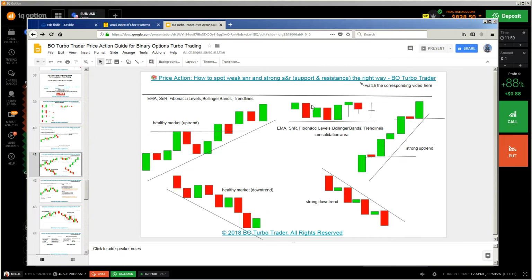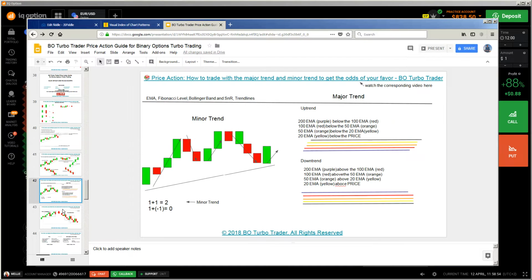Then we also have a consolidation market, a consolidation area. In a consolidation area, don't try any kind of trading setups, because in such an area the market does not know where to go. And how do you want to know where the market will go? You cannot tell until the market breaks through some kind of support and resistance area. So, okay, that was the market condition, which was important.